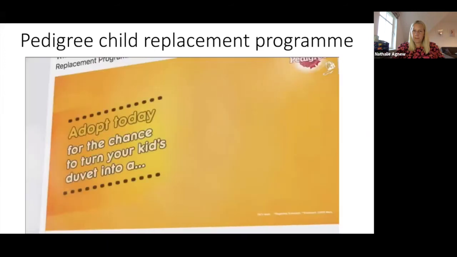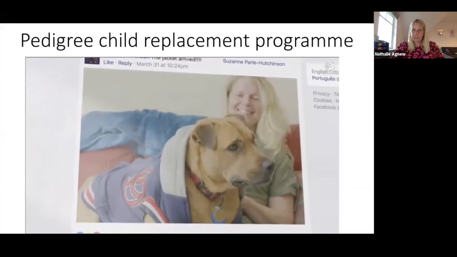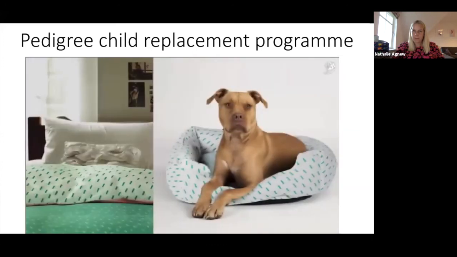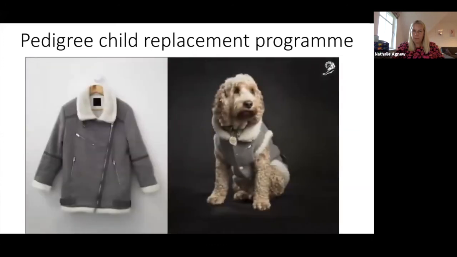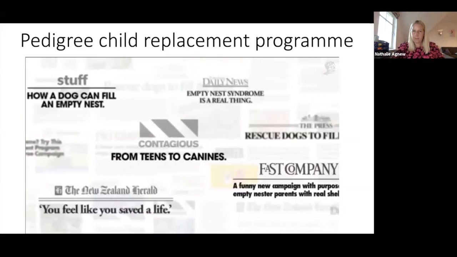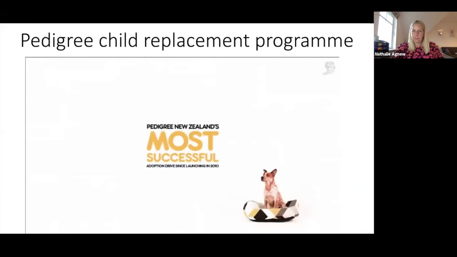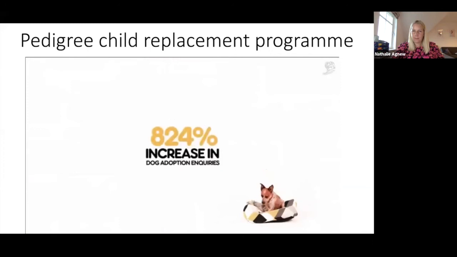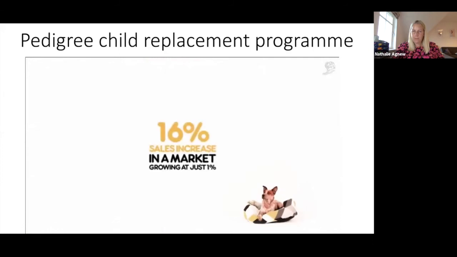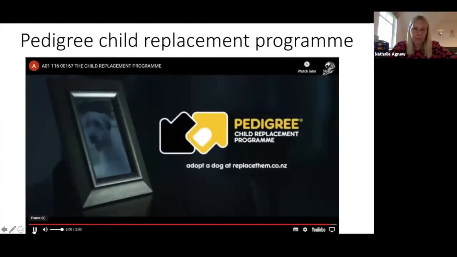You send in your kids' old stuff and they turn it into dog stuff. And this is on the website now. They've taken a kid's jacket and they've turned it into a dog jacket. All that crap you left in your room when you moved out, guess what? It belongs to the dog now. The Child Replacement Program finds that magic connection point between dogs that need homes and homes that need dogs. And we think that's why it's been so effective for us. I've got to say, I laugh. What's the response been so far? The Pedigree Child Replacement Program. When they move out, move on. Adopt.